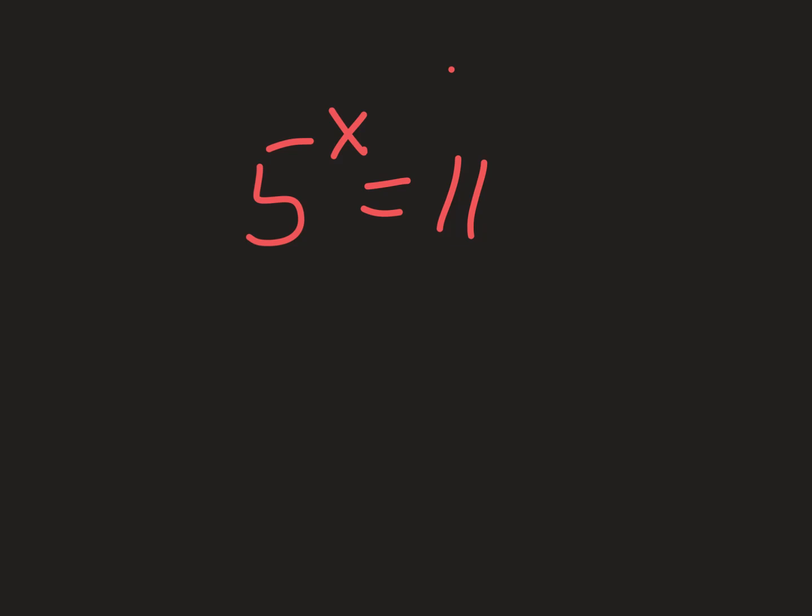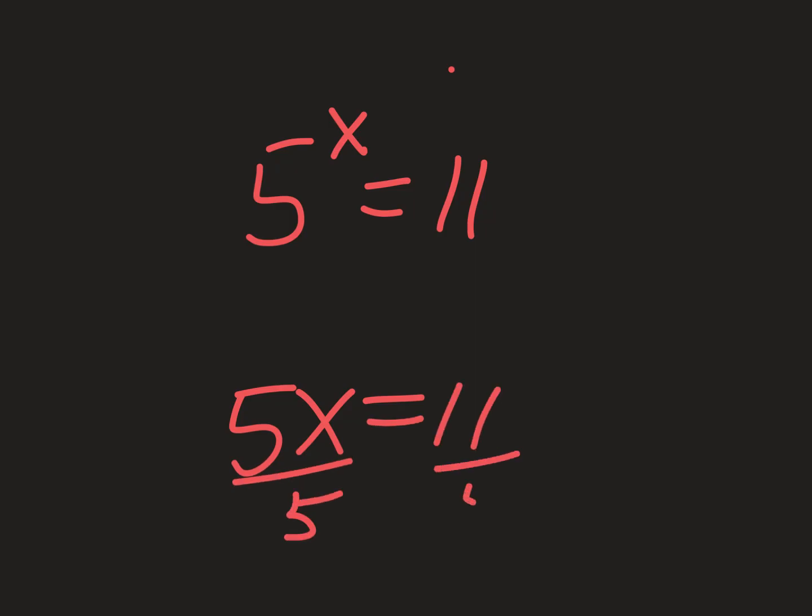So if you're going to solve this, what would you do? If you want to get x alone, you'd have to do something to get x alone. Like if it was 5x equals 11, you could divide by 5 and the x would be alone. I just want to show you what I mean by being alone. See, x is alone, answer is 11 over 5.